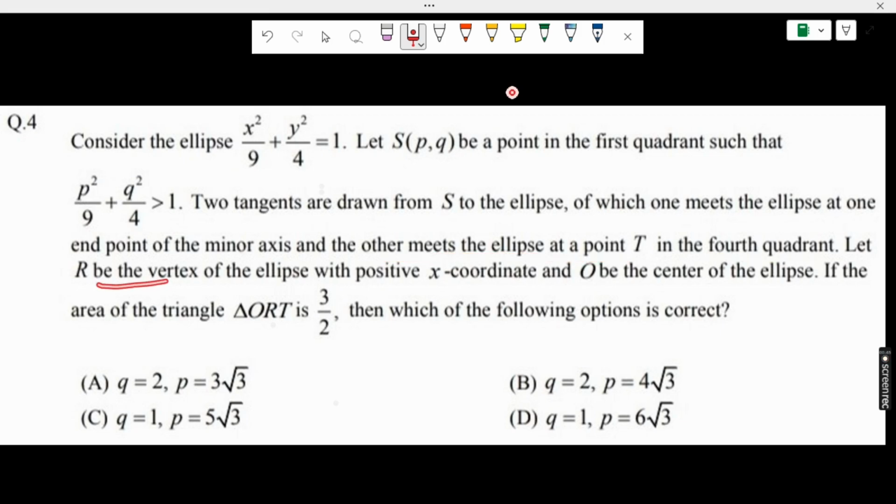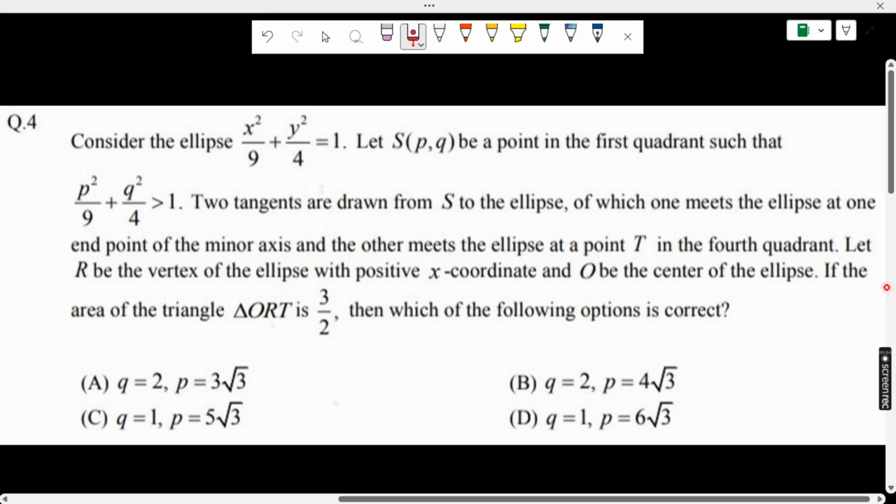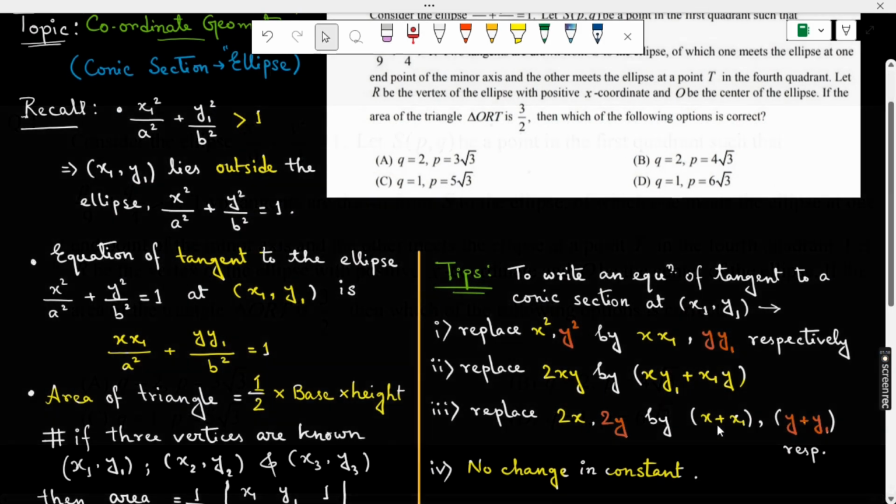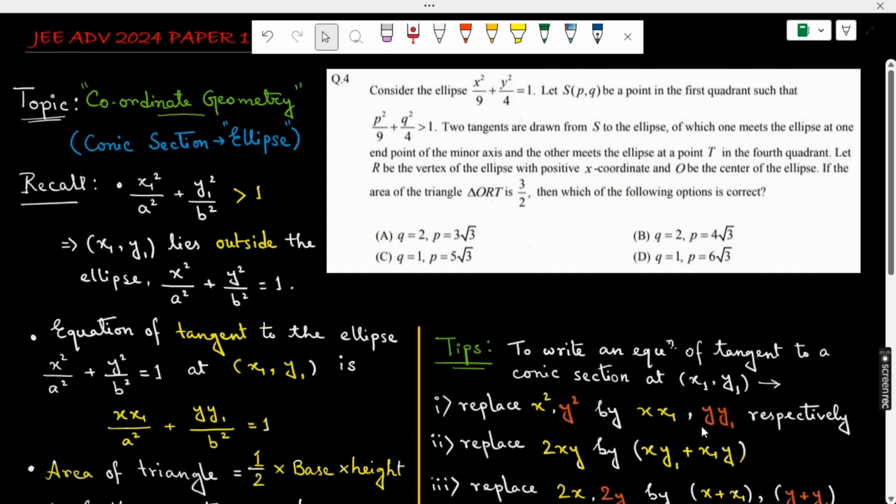Let R be the vertex of the ellipse with positive x coordinate and O be the center of the ellipse. If the area of the triangle ORT is 3/2, then which of the following options is correct? It is an MCQ type question, so one answer will be correct. Now it is obvious that the question is from coordinate geometry, and specifically it is from conic section ellipse.